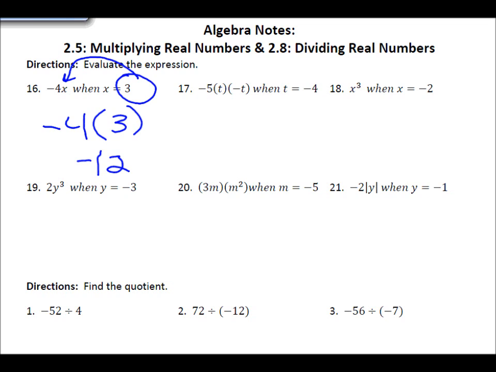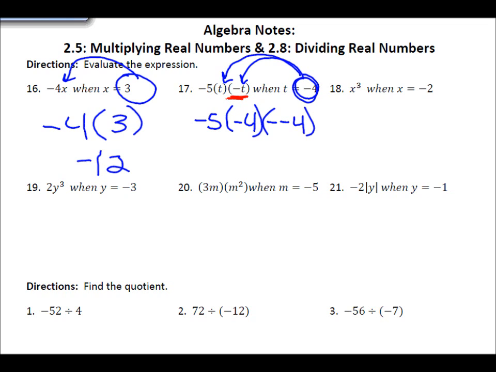Okay, number 17, same thing. Only this time I have 2 t's. And my -4 is going to go into both of those. So when I look at it, I have -5, -4 in my first parenthesis. When I look at this last parenthesis, I already have a negative here. So I'm going to keep that negative and then add in my -4.